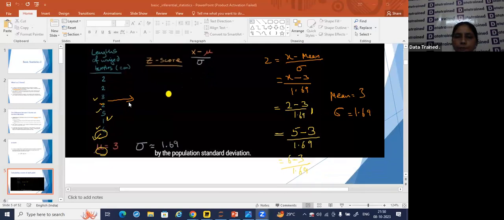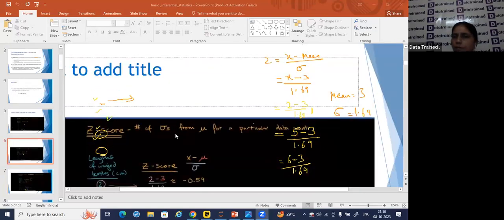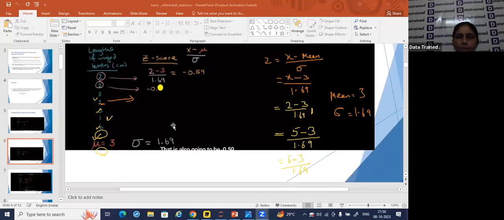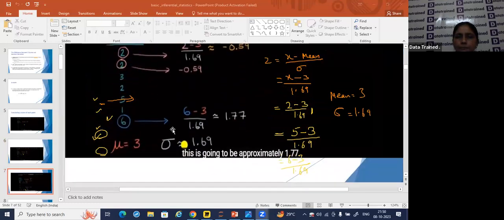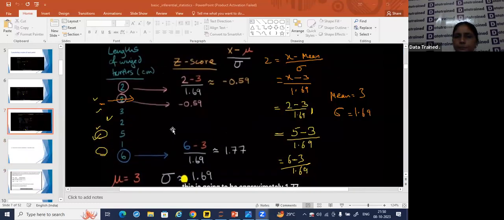Just wait here. These are all the calculated values. You can see here, like 2 is there: 2 minus 3 divided by 1.69.